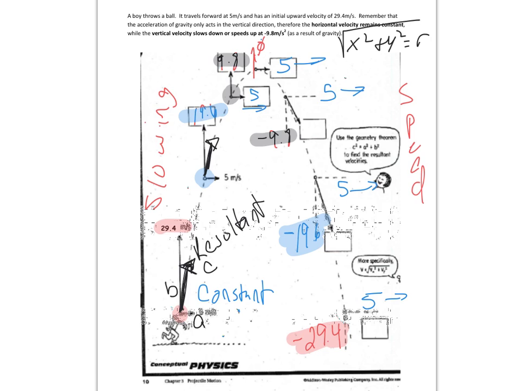So if I wanted to calculate how fast that object was going at this instant up here, it's falling at a rate of -9.8 meters per second. It's moving forward at a rate of 5 meters per second. So if I do -9.8 meters per second squared plus 5 meters per second squared, and I take the square root of that, that's going to give me my resultant speed, which in this case, I get a speed of about 11 meters per second.